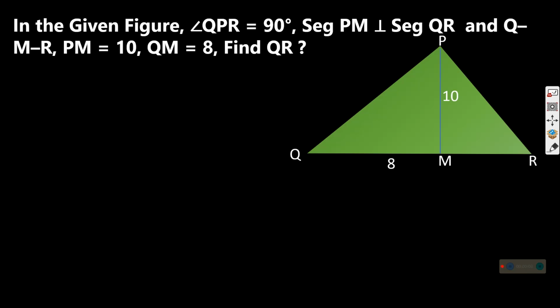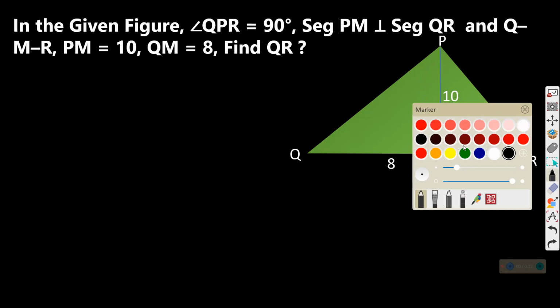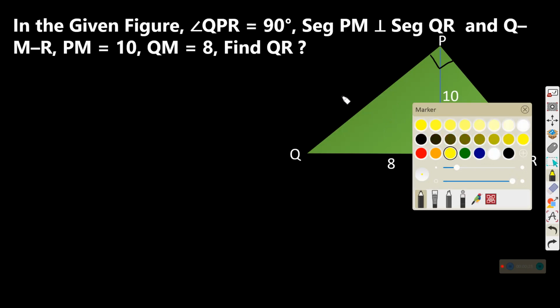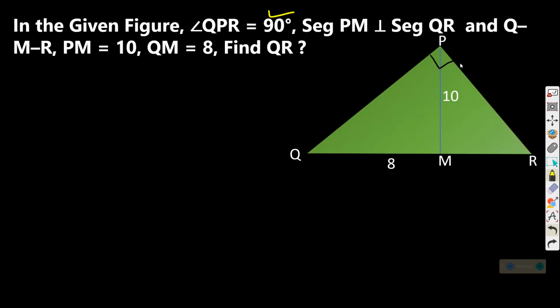Dear students, I am continuing with the solutions for certain questions which have come in the previous year. Here is a question in front of you. In the given figure, angle QPR is 90 degree. Segment PM is perpendicular to QR and QMR is collinear. PM is equal to 10, I have marked it. QM is equal to 8 and QR we have to find out. That is the question.